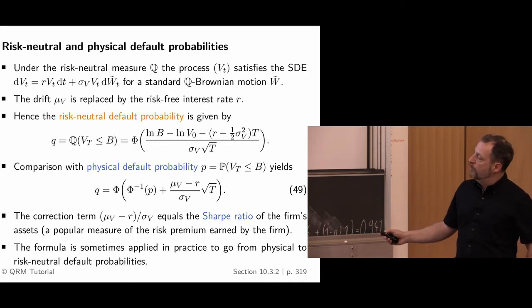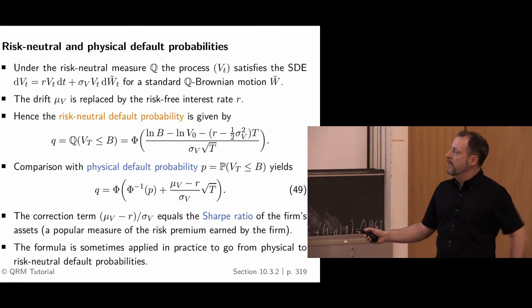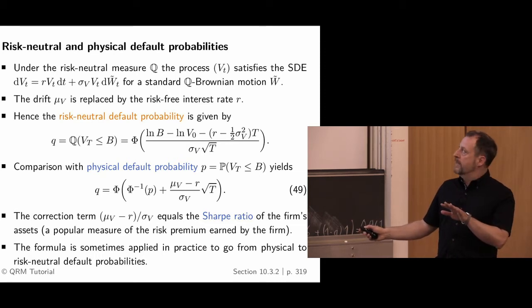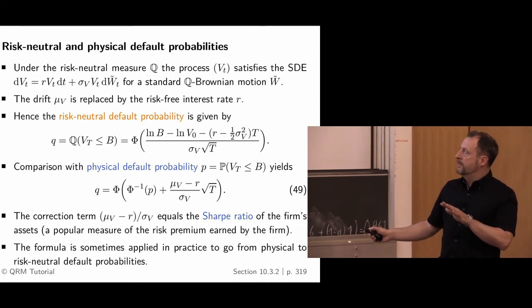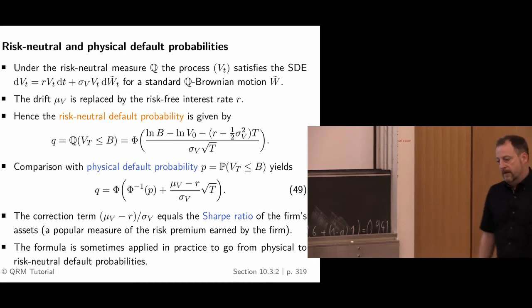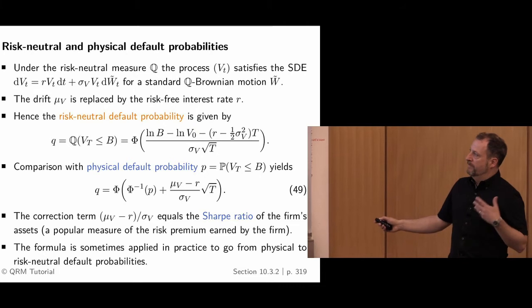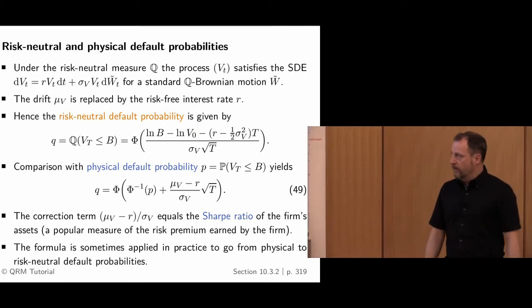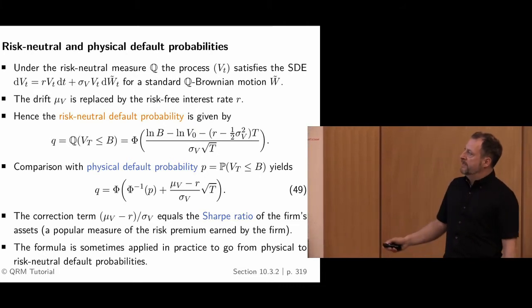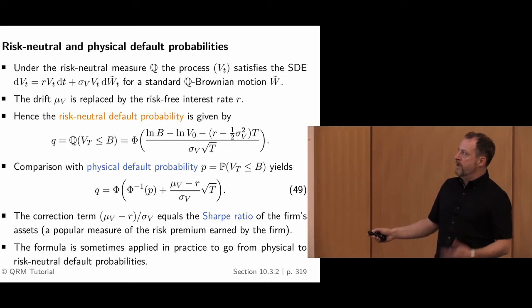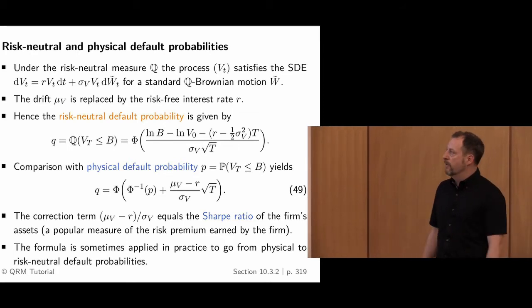Were it not for this term, which is a sort of intuitive ratio, it's the growth rate of the log assets minus the risk-free rate divided by the volatility of the assets. And it's a sort of Sharpe ratio, except for the firm's assets rather than for the firm's share price. So in a sense, it's a measure of the risk premium earned by the assets of the firm.